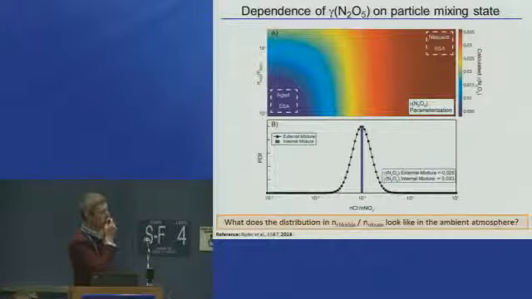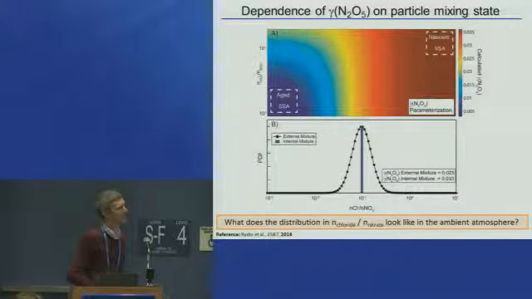Okay, so does this matter for N2O5? This is sort of another vision of that parameterization. So this color map here, I'll walk through this quite slowly, is the calculated uptake coefficient. So this is from that parameterization. The color is that value. And the x-axis here is the ratio of chloride to nitrate, and the y-axis here is the ratio of water to nitrate.